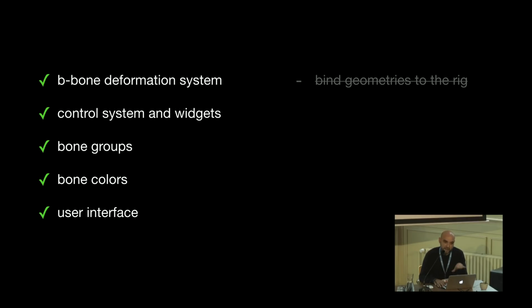What you don't get out of the box is binding the geometries to the rig and making the armature weighting. But I'll come to that later, because if you have enough topology and your bones are correctly placed, you can get this in a few clicks.